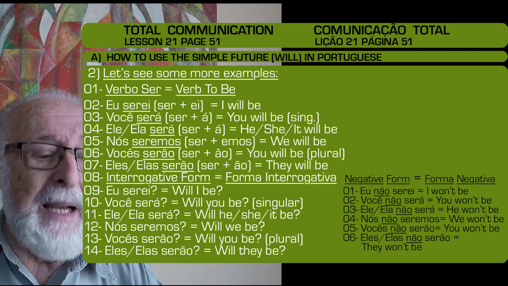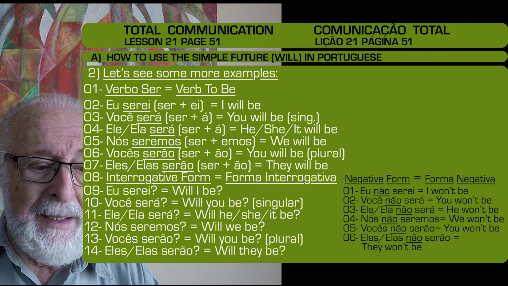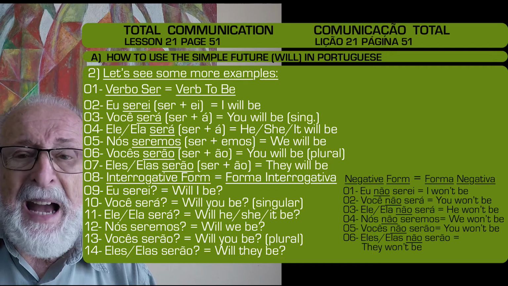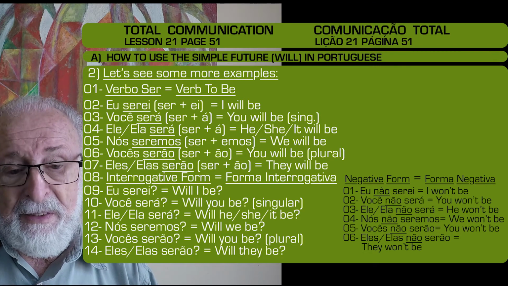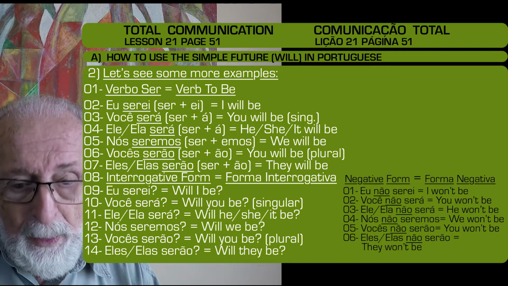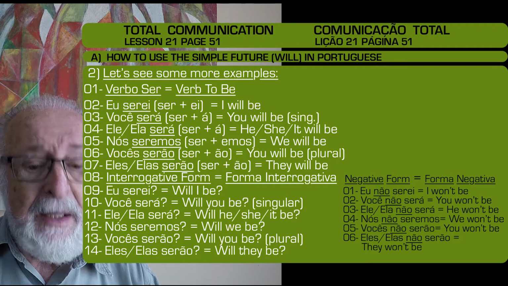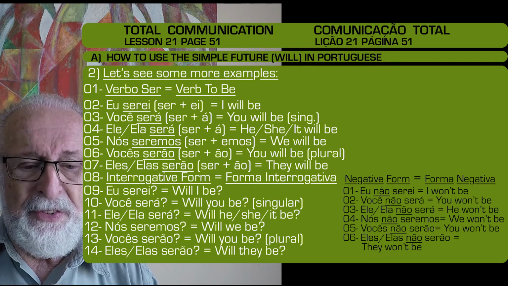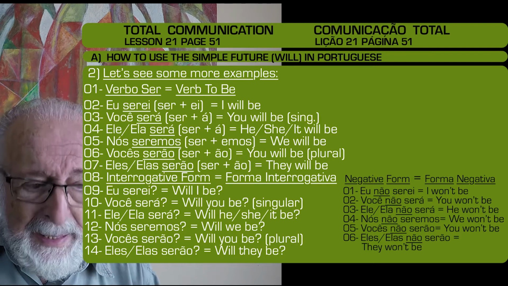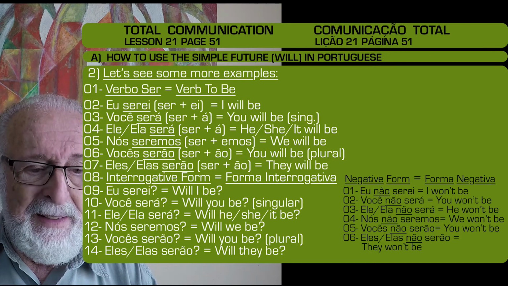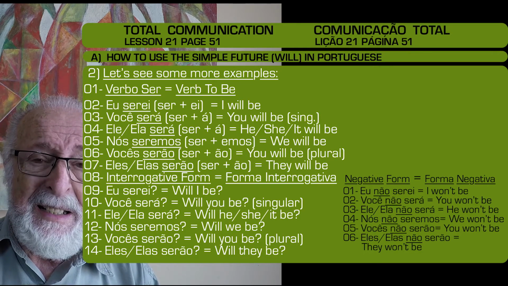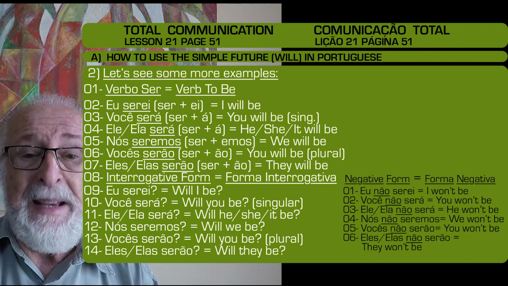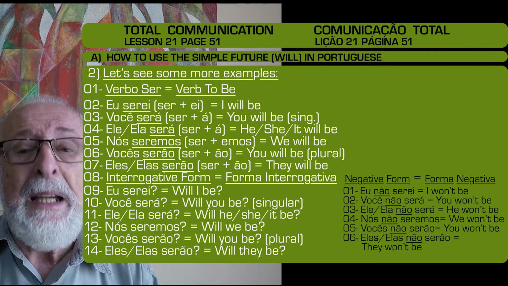In line 4, ele or ela, he or she, será. Será is ser plus a. Then we translate he or she or it will be. Okay? In line 5, I put there nós seremos. Nós means we. Seremos is the structure ser plus emos. E-M-O-S. And then we say in English, we will be.